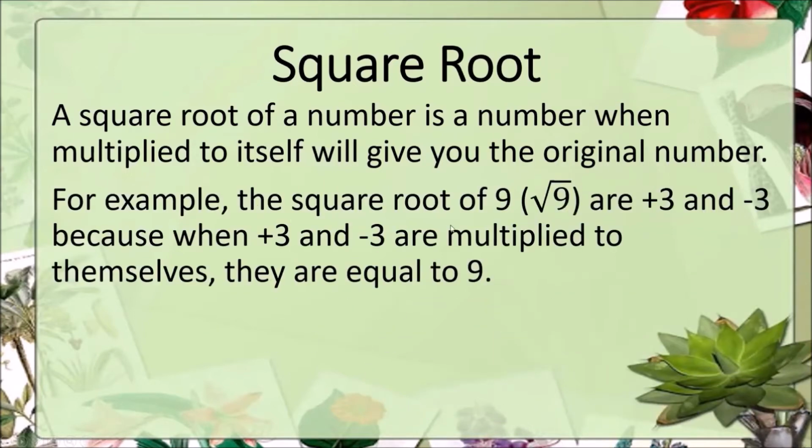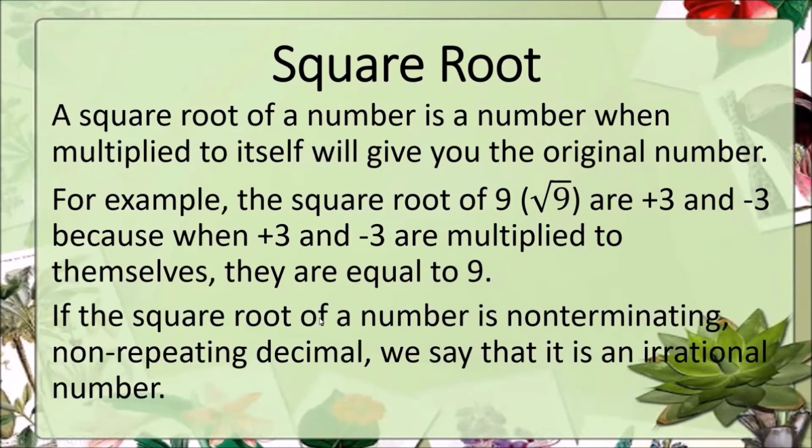For example, the square roots of 9 are positive 3 and negative 3, because positive 3 times positive 3 is equal to 9 and negative 3 times negative 3 is equal to 9. They are multiplied to themselves and they are both equal to 9. If the square root of a number is a non-terminating or non-repeating decimal, we say that it is an irrational number.